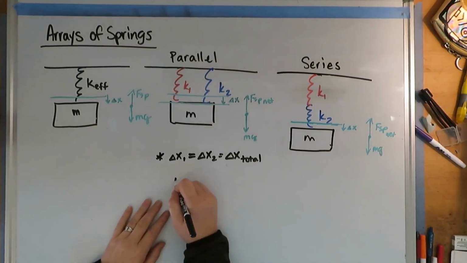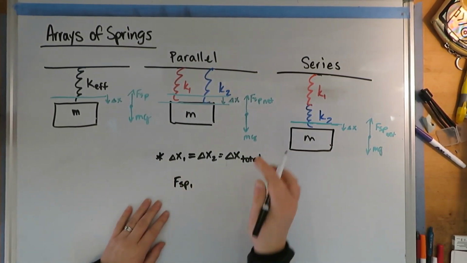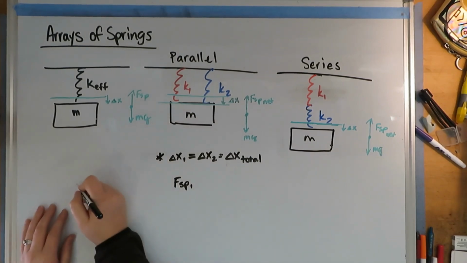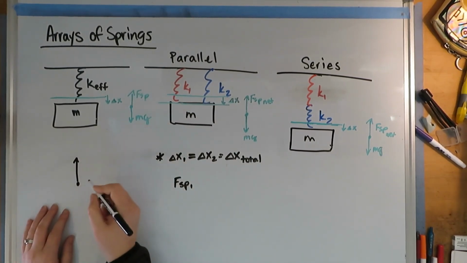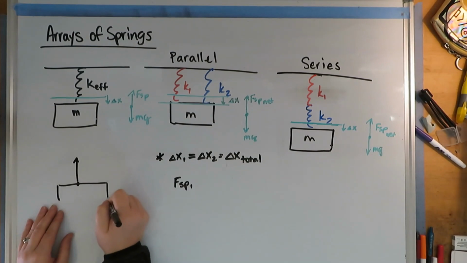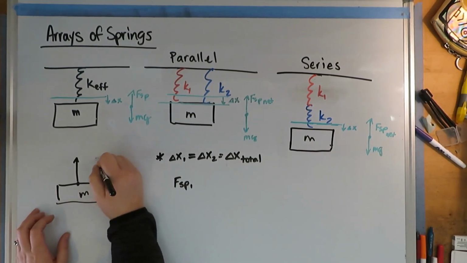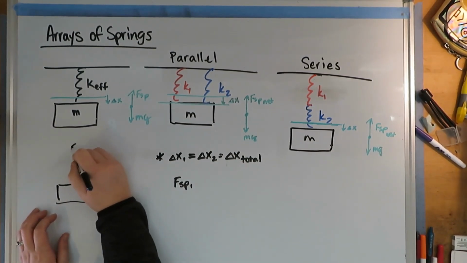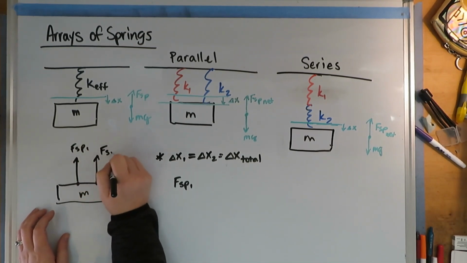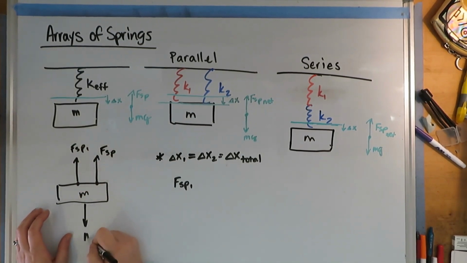So if I define spring force 1, and look at what's going on here, there are two springs acting up on this block. So block M: I have spring force 1, I have spring force 2, and I have my gravitational force mg.